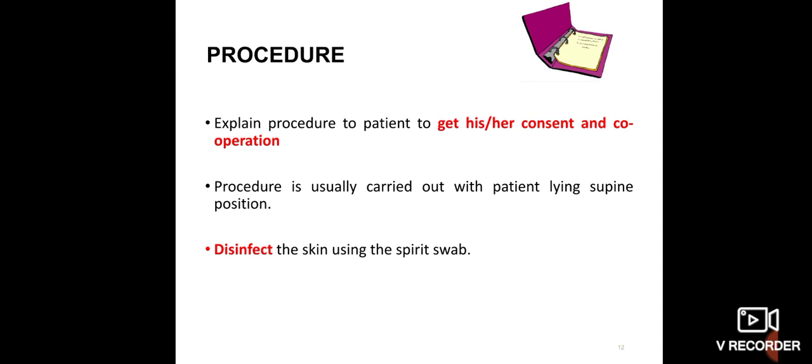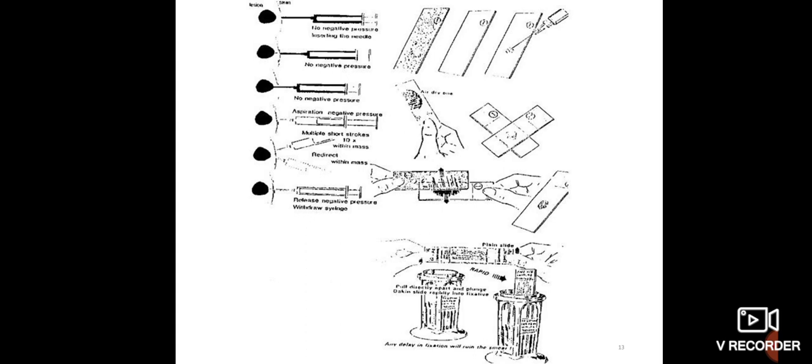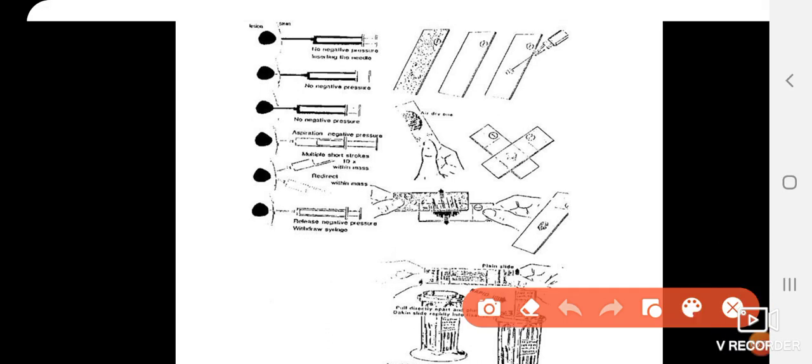The procedure of FNAC is usually carried out with the patient lying in a supine position, and the most important thing is disinfection, which has to be done with the help of a spirit swab. Now this is just a diagrammatic representation of how an FNAC is done. So you can see over here, this is our swelling over the skin. We have taken one needle and it is inserted into the swelling.